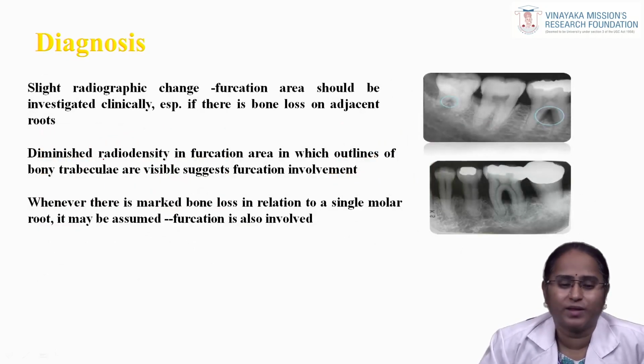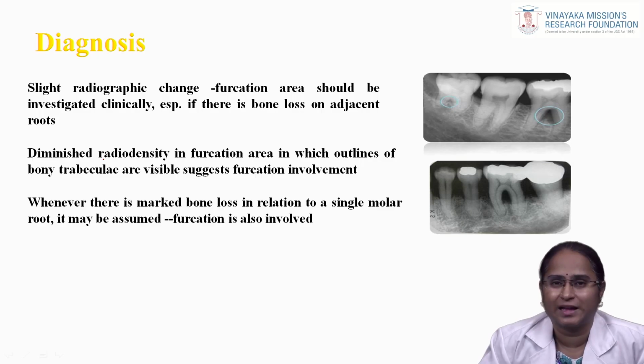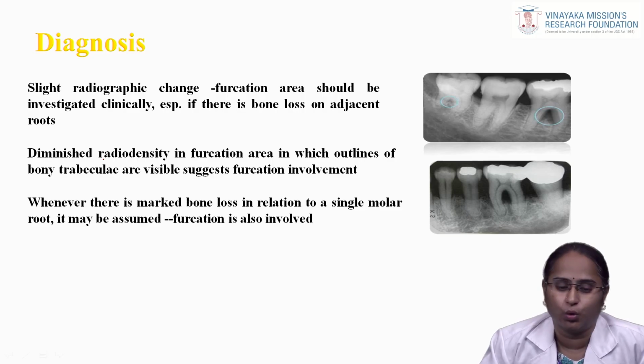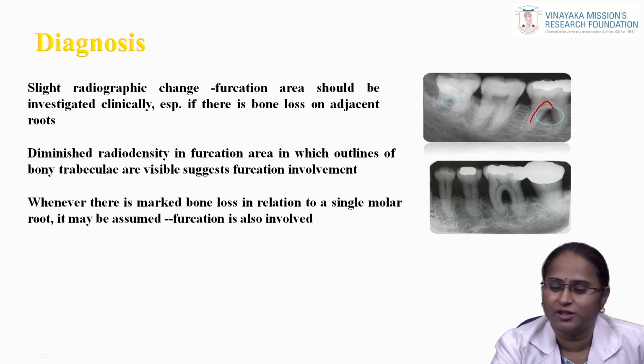Next, the diagnosis by radiographic change. Even a slight radiographic change in the furcation area should be investigated, especially if there is bone loss on the adjacent roots. Diminished radiodensity in the furcation area, in which the outlines of the bony trabeculae are affected, suggests furcation involvement. Whenever there is marked bone loss in relation to a single molar root, it may be assumed that the furcation is involved. In furcation involvement, radiolucency will be seen radiographically.